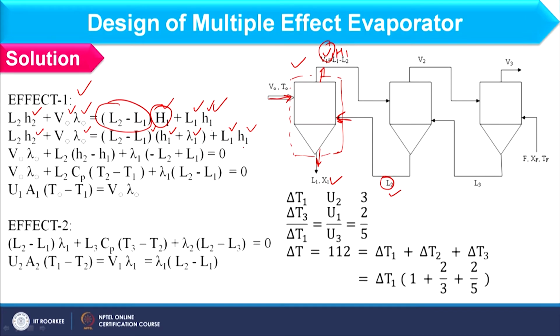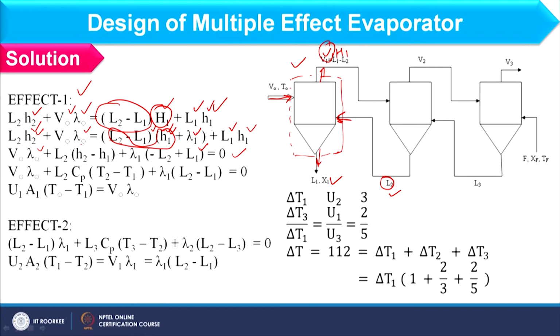So, let me rearrange all these, and we can find the equation like V naught lambda naught plus L2 H2 minus H1. So, H2 will come from here and H1 will come from here, okay, when we consider this, right. Further, we will add another term, and that will be lambda 1. Lambda 1 basically includes L2 and L1 like minus L2 plus L1, and that should be equal to 0. Okay.